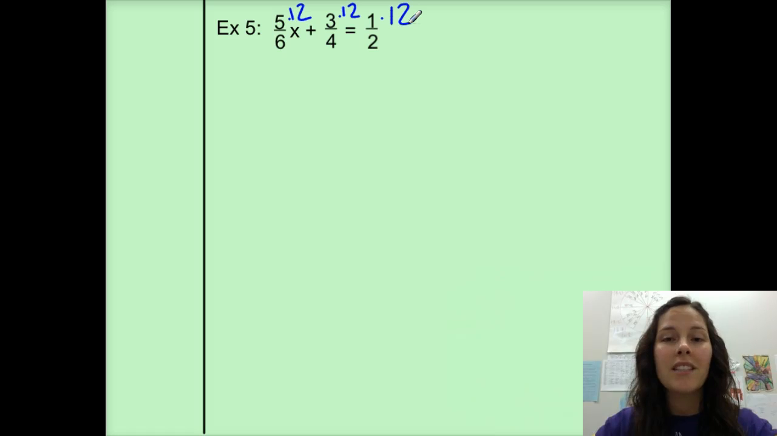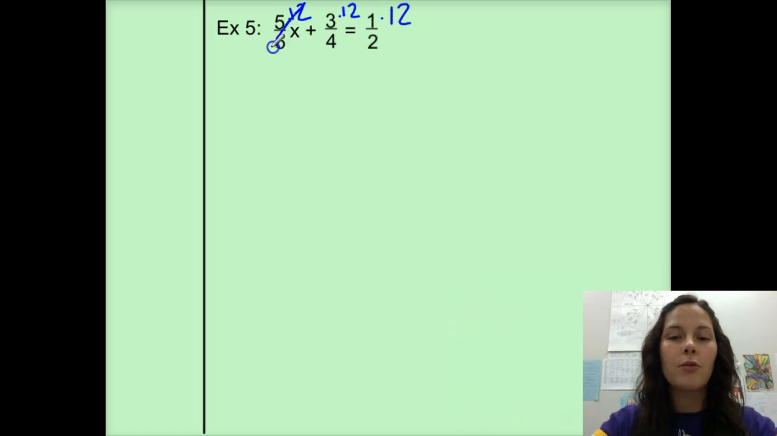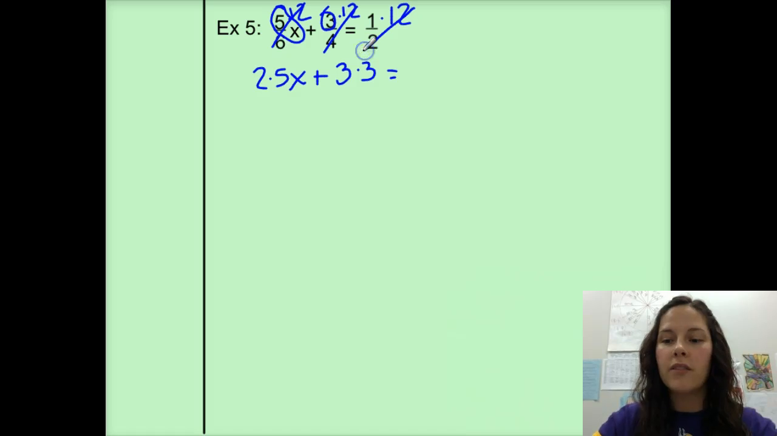Again, in order to make this simpler, I'm going to divide first and then multiply. 12 divided by 6 is 2 times 5x. That was left from the fraction. 12 divided by 4 is 3 times the 3 in the numerator equals 12 divided by 2 is 6. And of course, the 6 times that 1 in the numerator wouldn't change anything. So now on the left-hand side, I'm going to multiply. 2 times 5x is 10x, plus 3 times 3 is 9, equals 6.